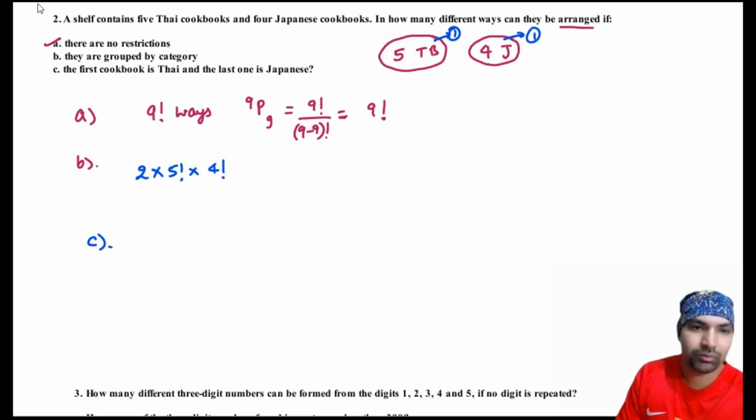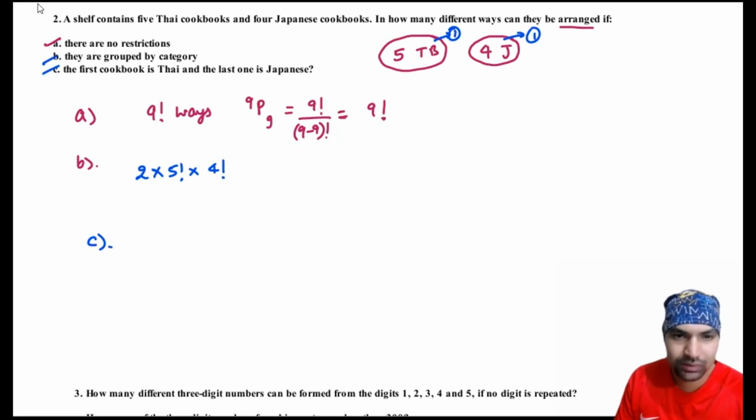Fine, perfect. Moving on to the C1. The first cookbook is Thai and the last one is Japanese. Okay, so first book is this and the last book. So put dashes here. So 2 books, right? So in how many ways can you arrange the first place with 5 given Thai cookbooks?